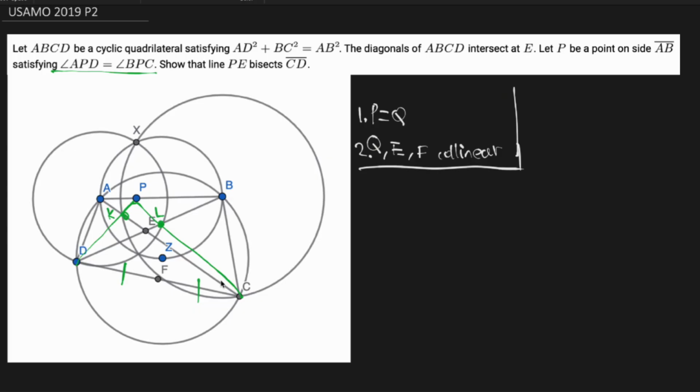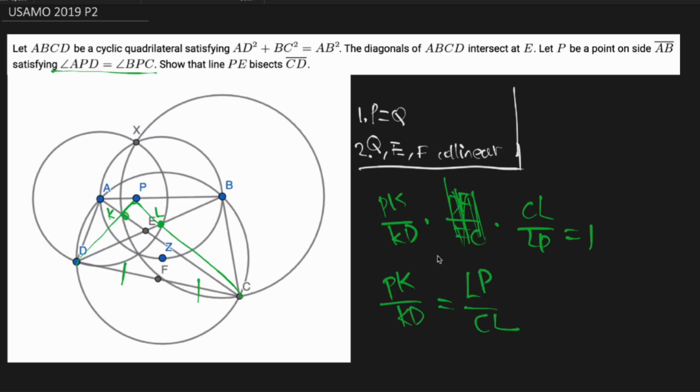So we want to prove that CK, DL, and PF are concurrent, specifically at E. Well, E doesn't really matter, but we want to prove that these three lines are concurrent, so we can apply Ceva's, which means we want to show that PK over KD times DF over FC times CL over LP is equal to 1. But DF is equal to FC, so this is just 1, and we can just write it out. So we just want to show that PK over KD is equal to LP over CL.